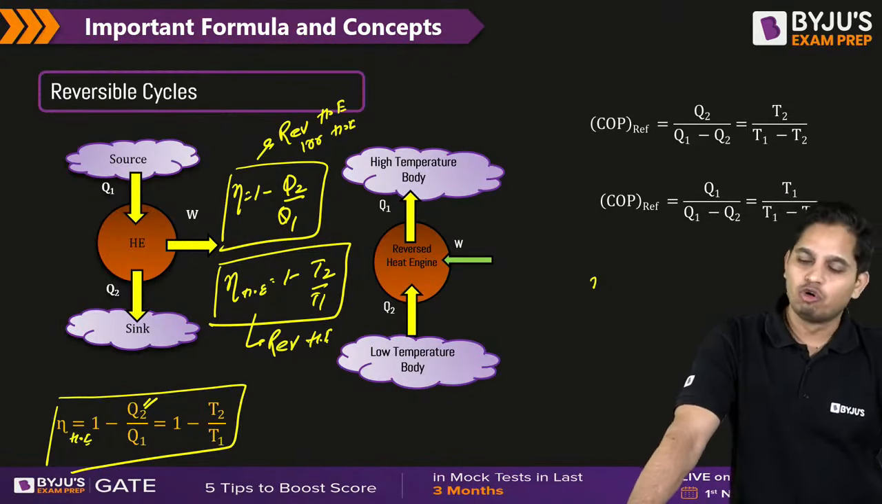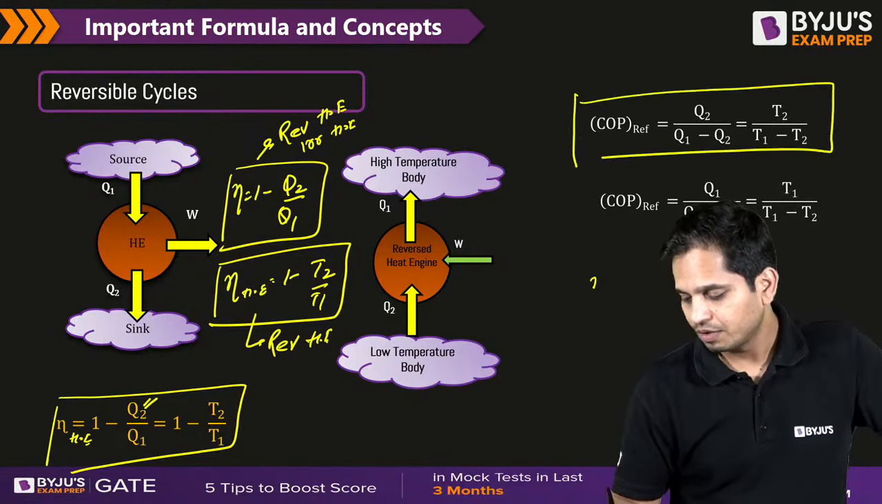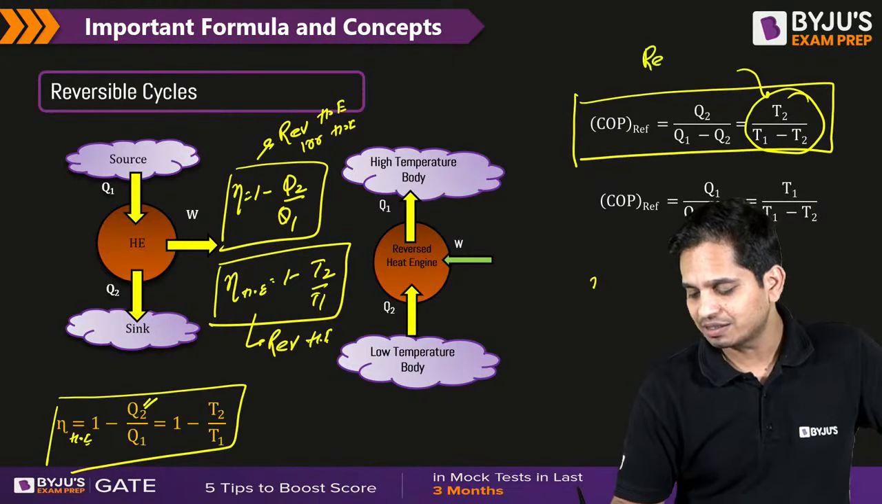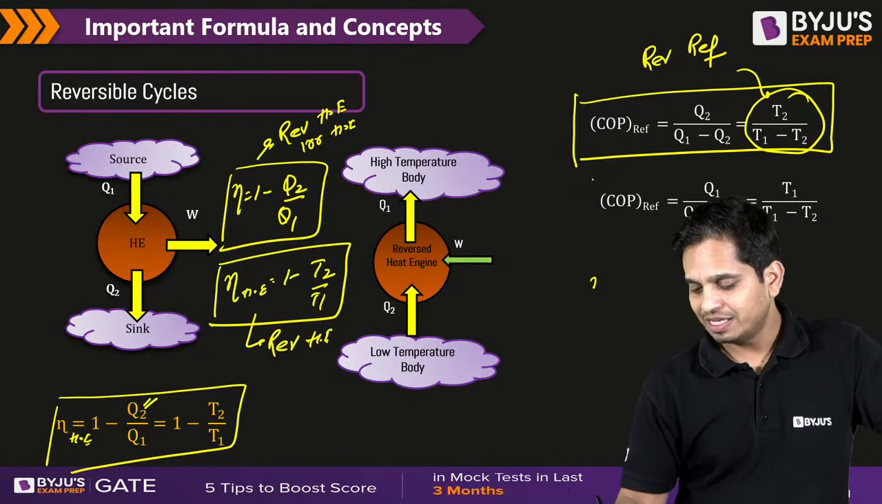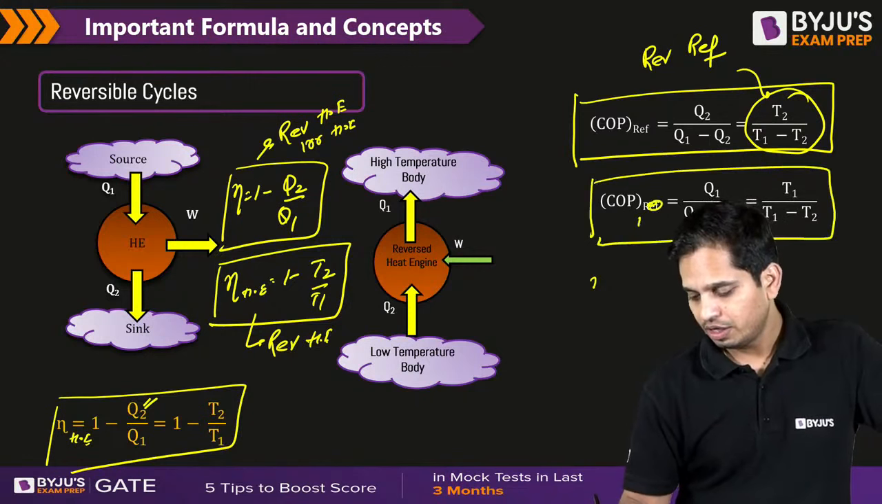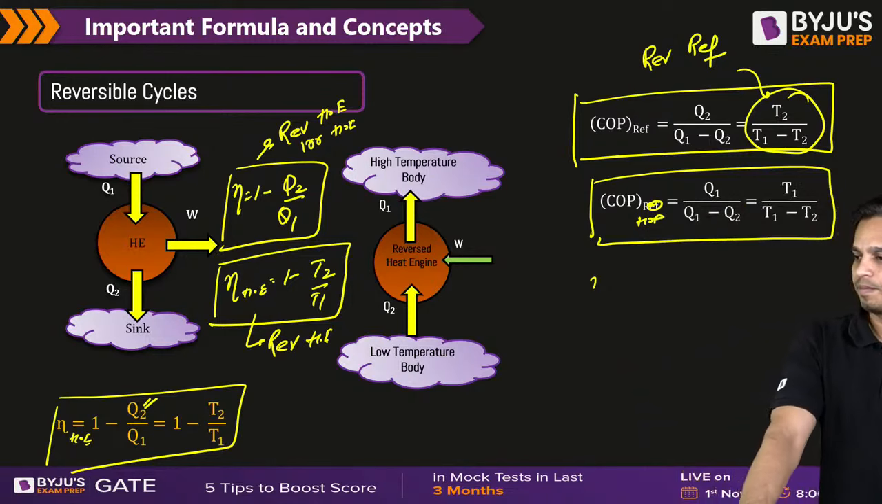Similarly, for COP of refrigerator, I can write this. Now this you can only use for reversible refrigerators. Okay, and this is for heat pump. This is for heat pump: Q1 upon Q1 minus Q2.